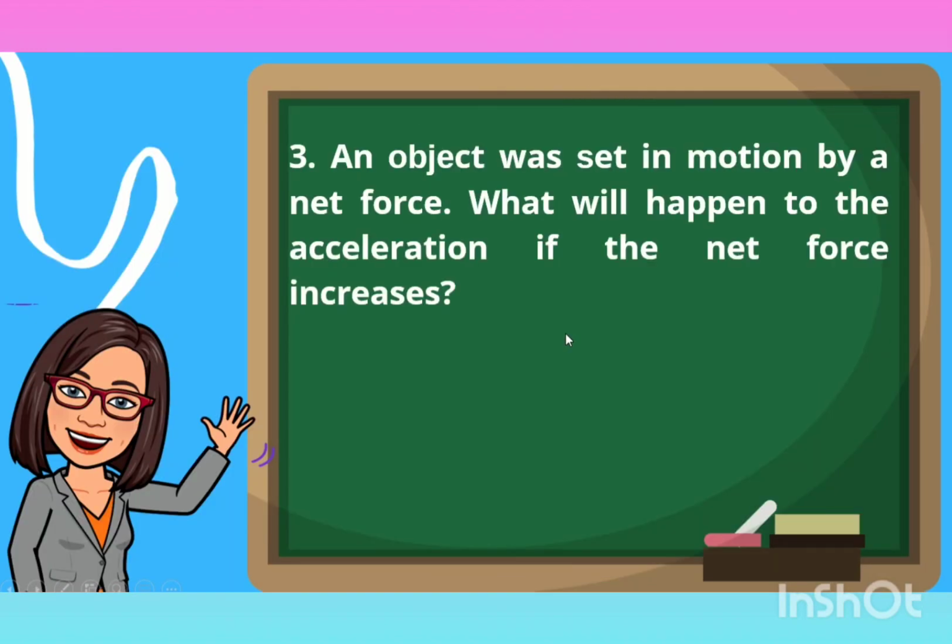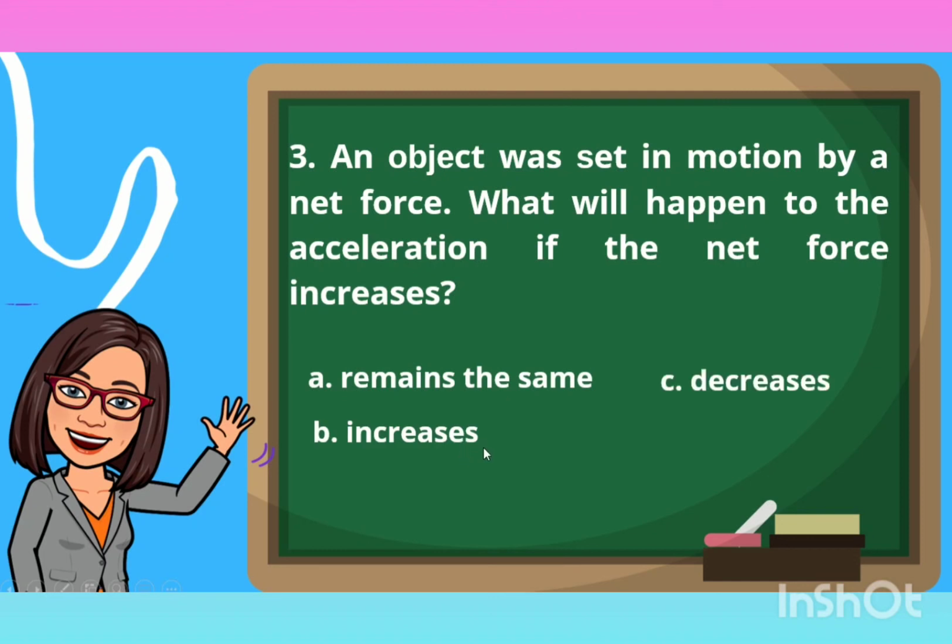Number 3. An object was set in motion by a force. What will happen to the acceleration if the net force increases? A, remains the same. B, increases. C, decreases. And letter D becomes 0. Your time starts now. 5, 4, 3, 2, and 1. Answer is increases.